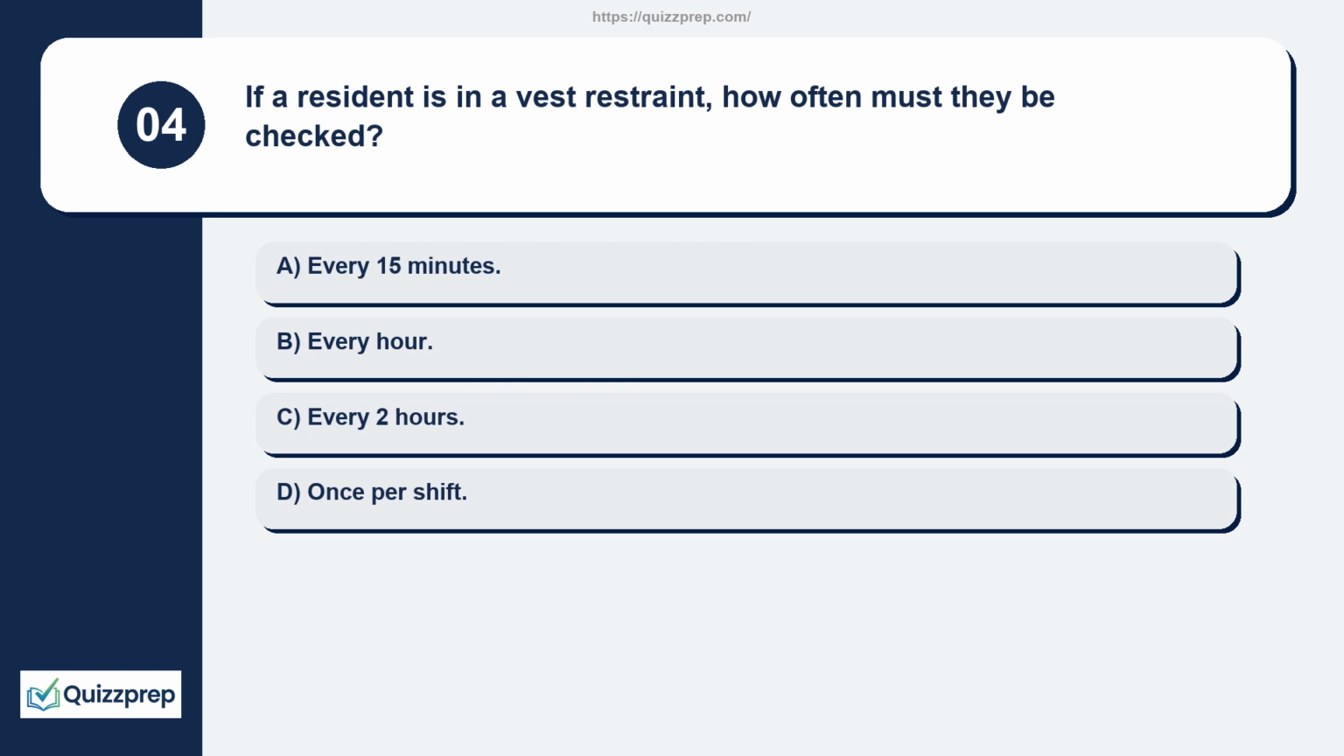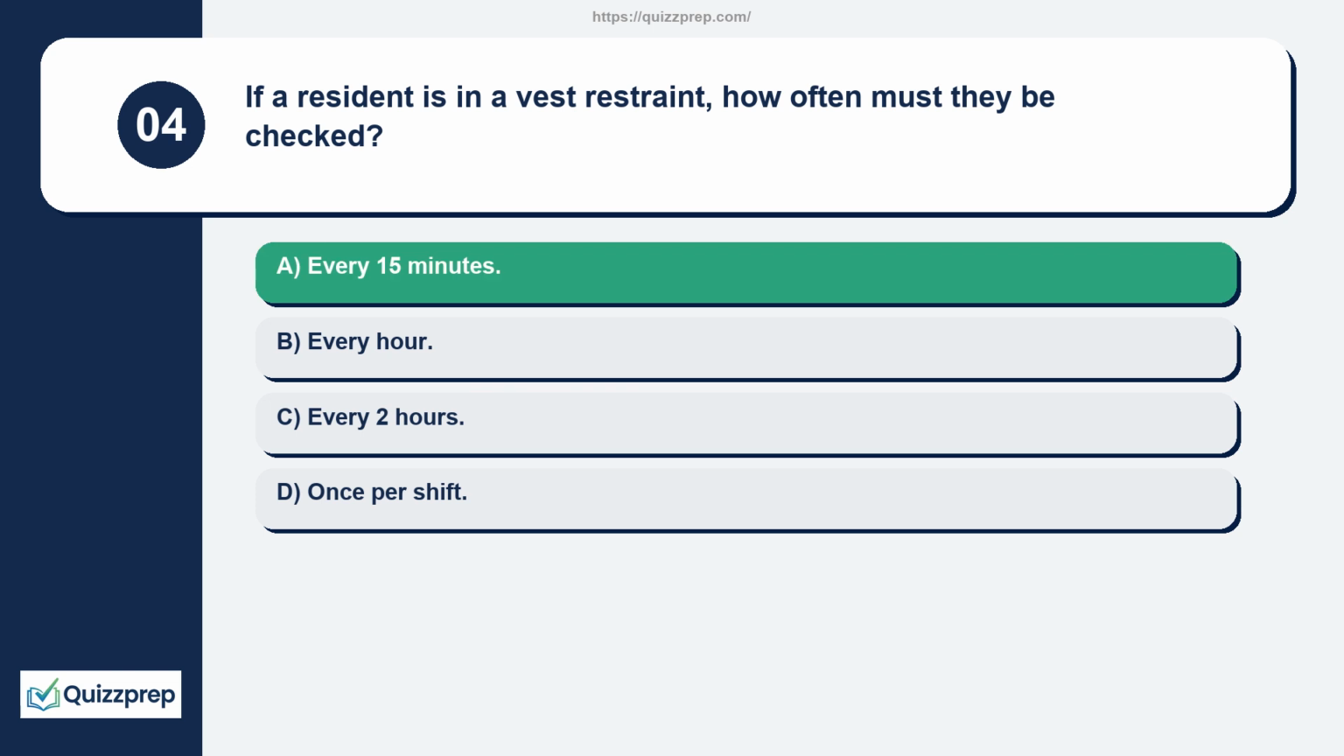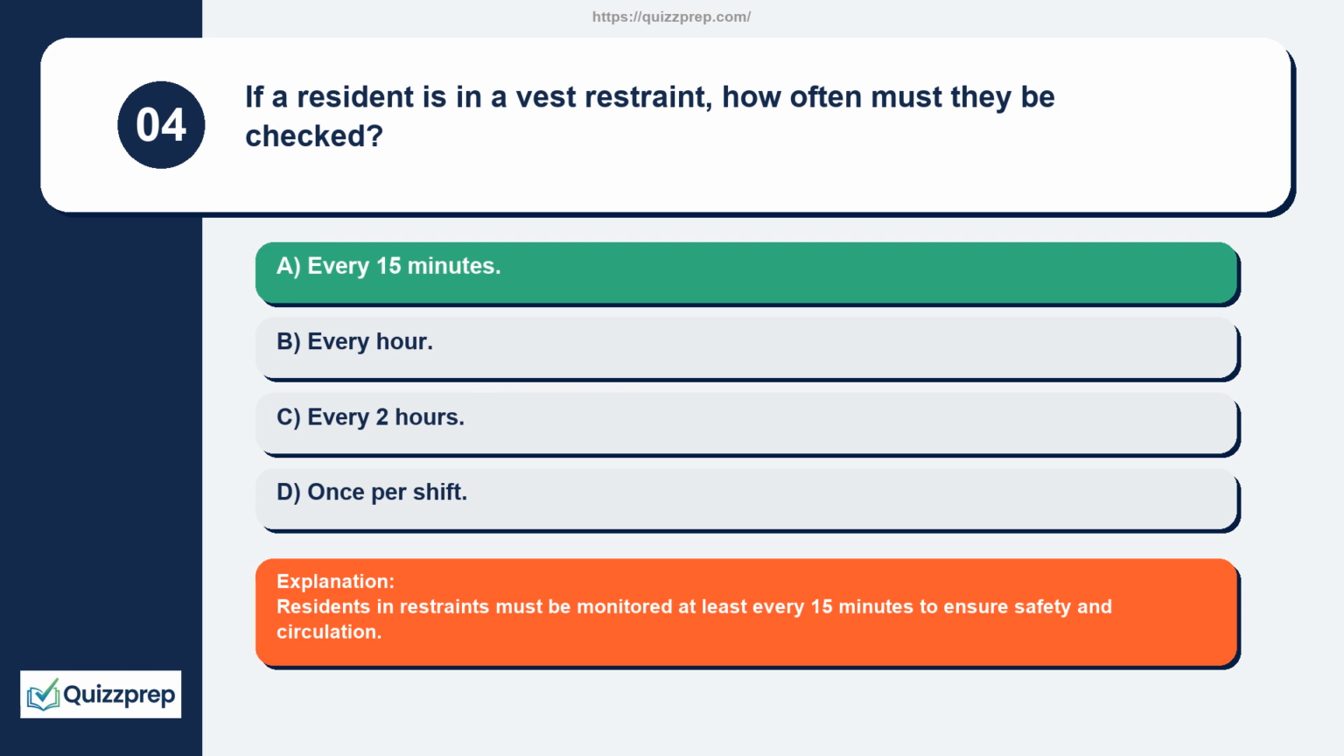Question 4. If a resident is in a vest restraint, how often must they be checked? Every 15 minutes. Every hour. Every 2 hours. Once per shift. Residents in restraints must be monitored at least every 15 minutes to ensure safety and circulation.